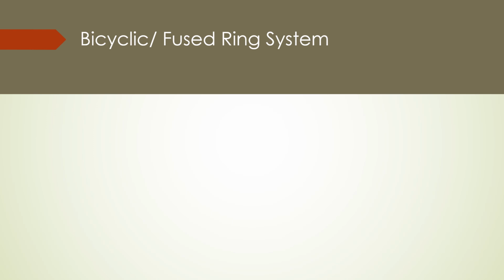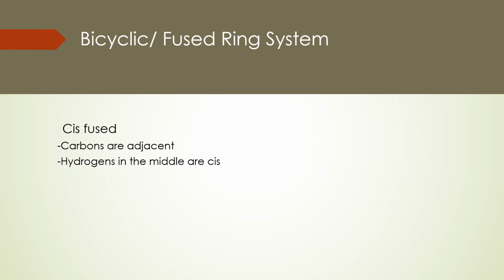If you have a cyclic dienophile, you're going to get a bicyclic product, also known as a fused ring system. Cis-fused happens when the carbons are adjacent. The hydrogens are going to be in the middle of the two rings. Bridged happens when the carbons are non-adjacent. You'll have to figure out if the substituents are exo or endo.